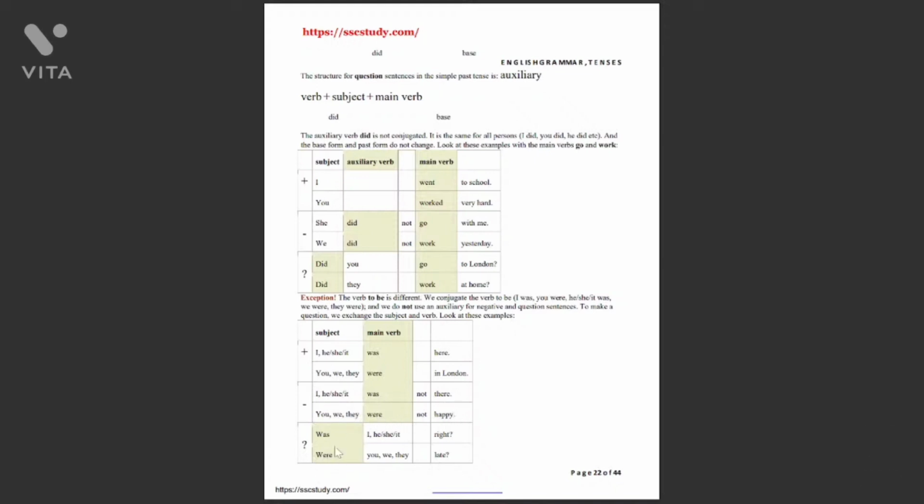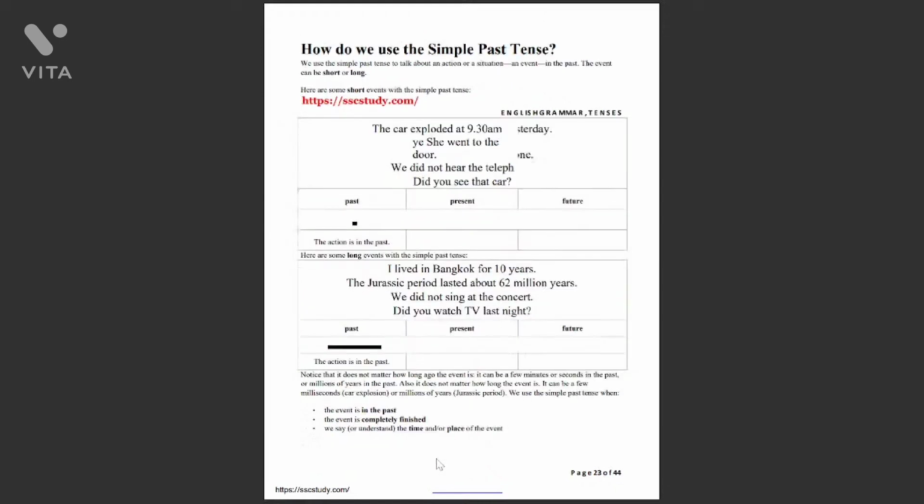And for the question form, what happens is the subject is moved. So: was I right, was she right, was it right, were you late, were we late, were they late. So this is how it goes.